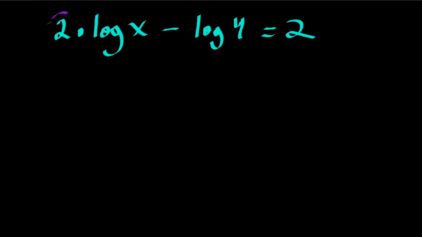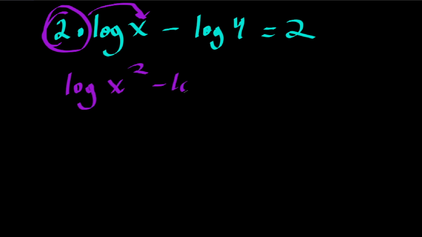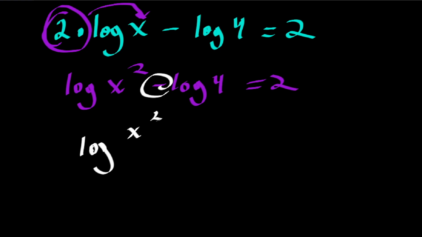So first, we have to deal with this 2 that's being multiplied, and it's going to become the exponent for x. So log x squared minus log 4 equals 2. So now we have an issue here again. We still don't have our logarithm isolated, but subtraction means divide. So this is going to become log of x squared divided by 4 equals 2.